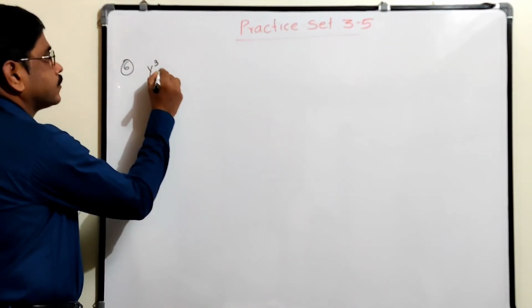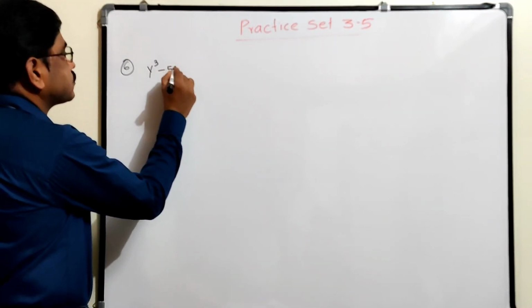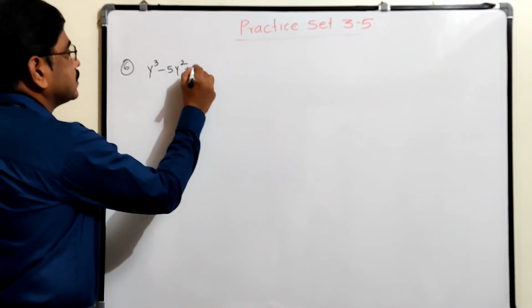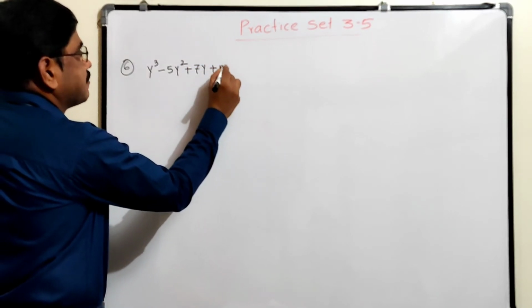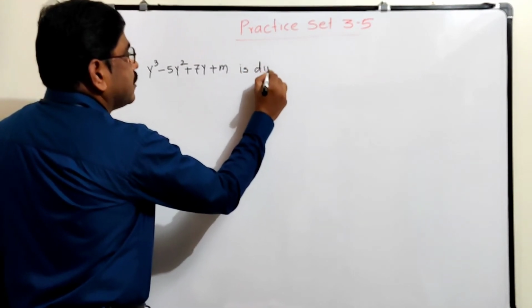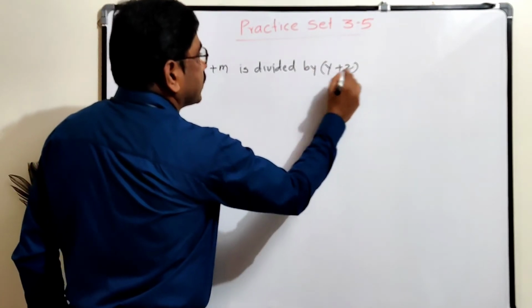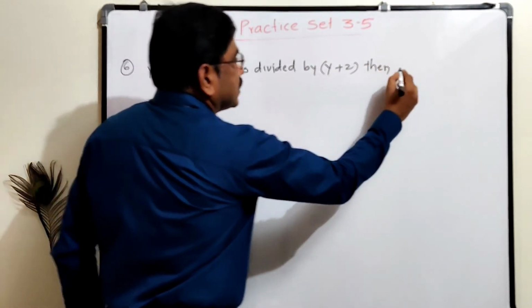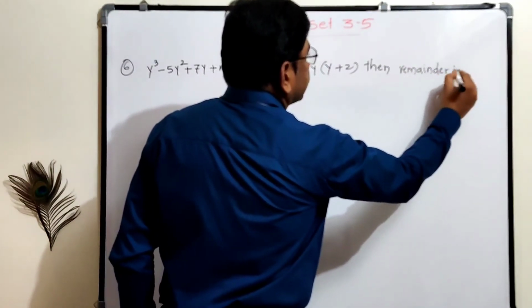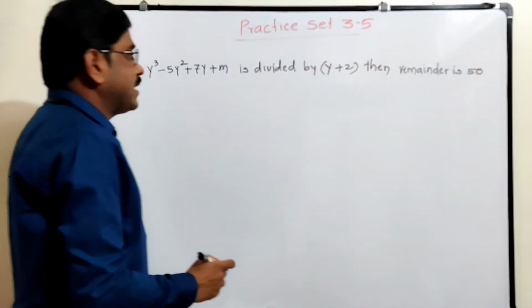y cube minus 5y square plus 7y plus m. We have to find this m. When it is divided by y plus 2, the remainder is 50. Then find the value of m.